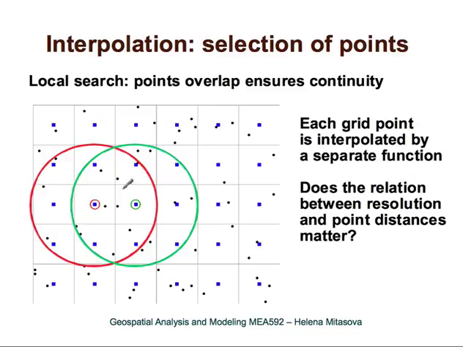What is important to realize is that each point is interpolated from different set of points, and that means from a separate function. So each point has its own interpolation function based on different set of points, although some of the points will be common, and that ensures the smoothness in the resulting surface. And of course, with this approach, the relation between resolution and point distances is very important. You need to have this overlapping area. So your resolution needs to be set in such a way that is close to the density of the actual points.